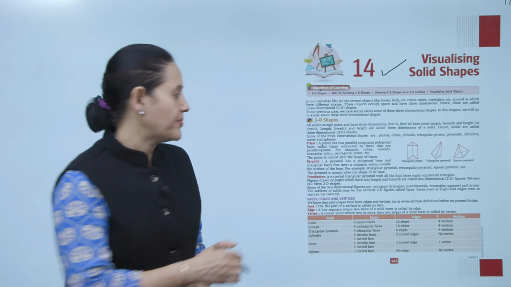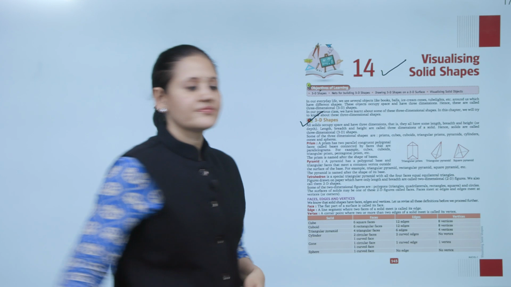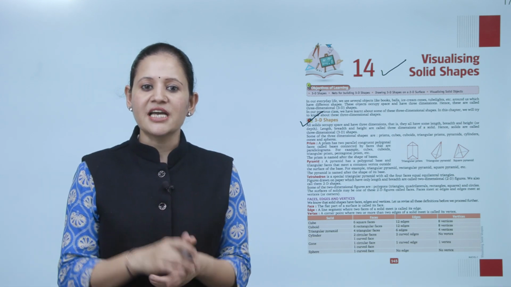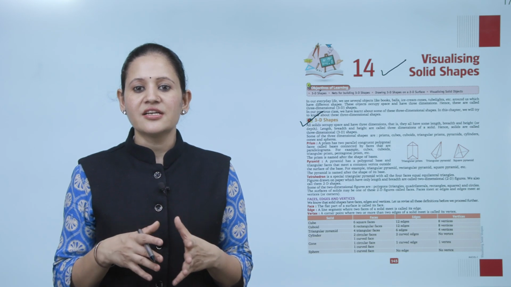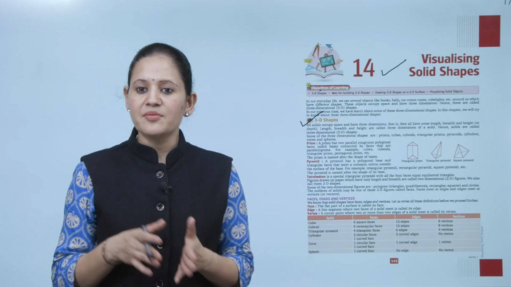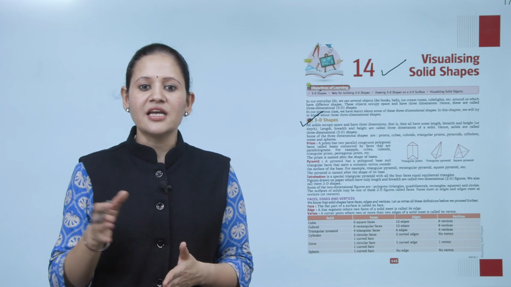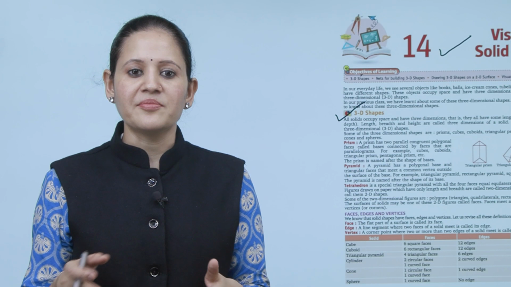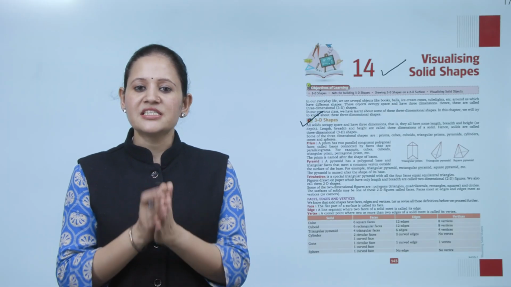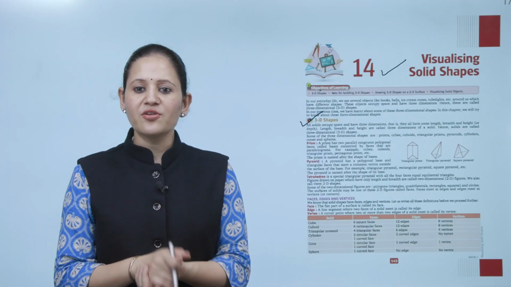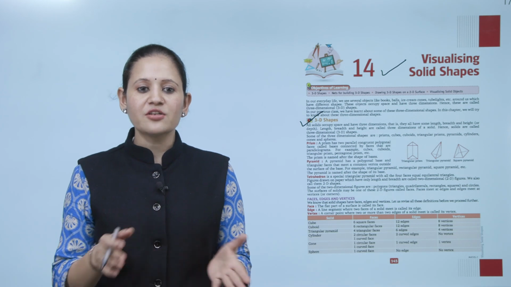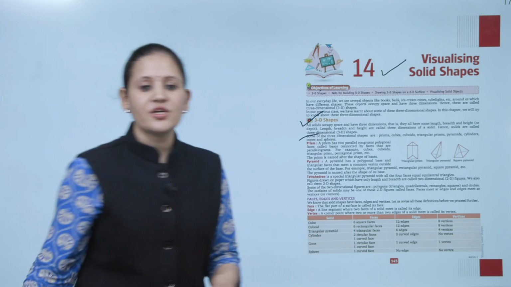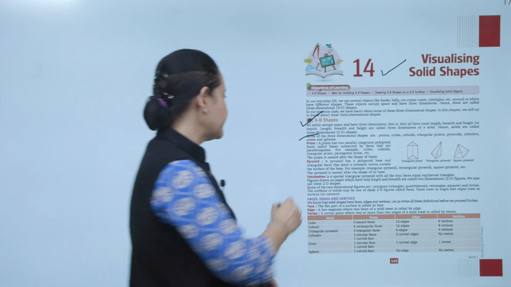Next is 3D shapes. 3D means three-dimensional shapes. All solids occupy space and have three dimensions. That is, they all have some length, breadth, and height. Length, breadth, and height are called the dimensions of the solid. Hence, solids are called three-dimensional shapes. Some of the three-dimensional shapes are prism, cube, cuboid, triangular prism, pyramid, cylinder, cone, and sphere. All these are three-dimensional shapes. So, first we'll take prism.